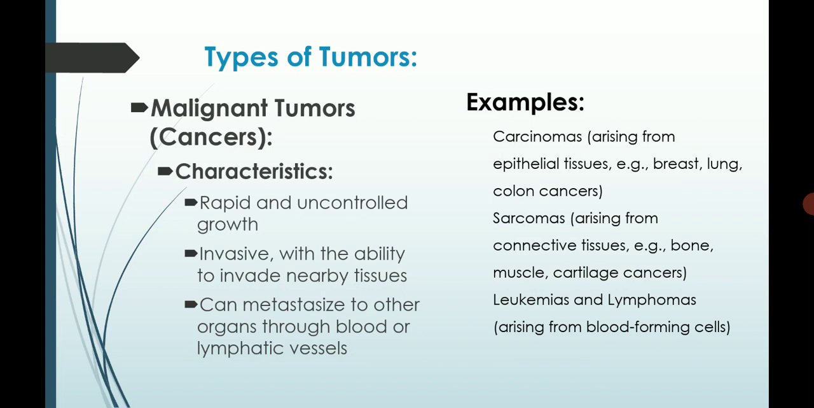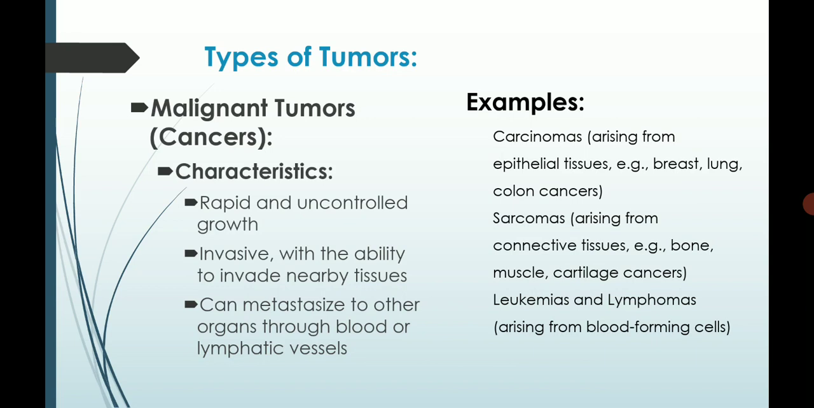Malignant tumor cells are rapidly growing, with fast and uncontrolled growth. They are also invasive, which means they spread from one part of the body to another very quickly. They can also metastasize to other organs through the blood or lymphatic vessels. As I said, they can use the blood circulation system to spread or invade with the cancer cells.